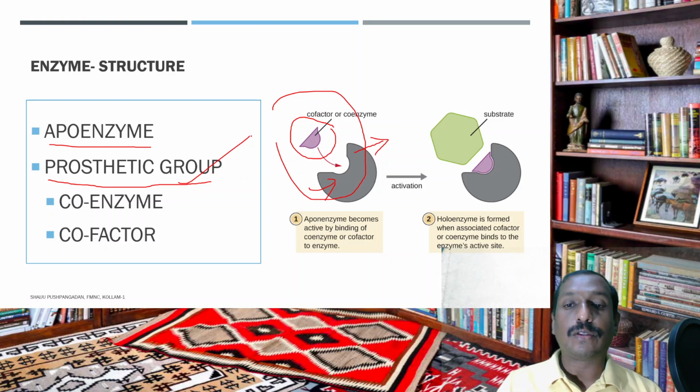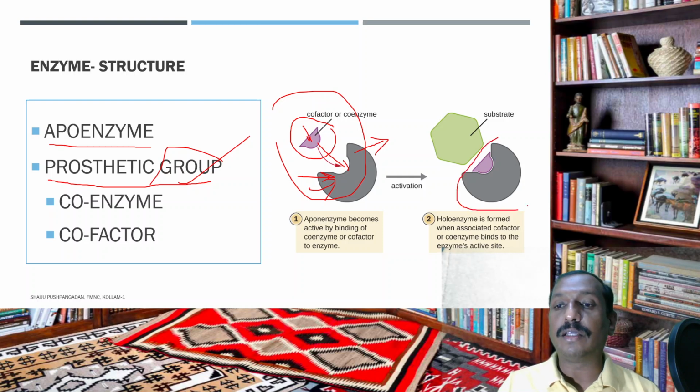Okay, you can see, this is the protein component, and this is the non-protein component. For that enzyme to become functional, this non-protein component has to bind with the protein component. This is the functional enzyme, where the protein as well as non-protein components are joined together. So this is the protein component, which is called apoenzyme, and this is the non-protein component, which is called prosthetic group.